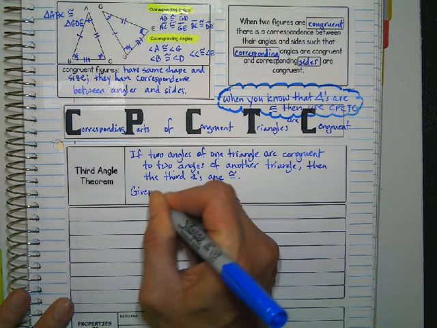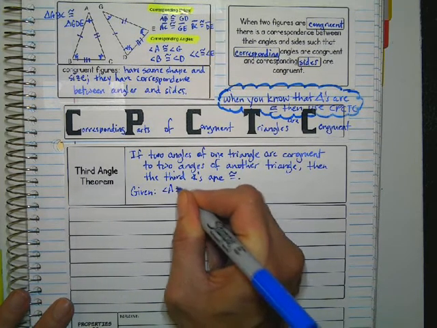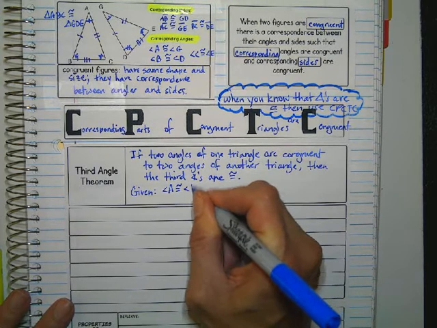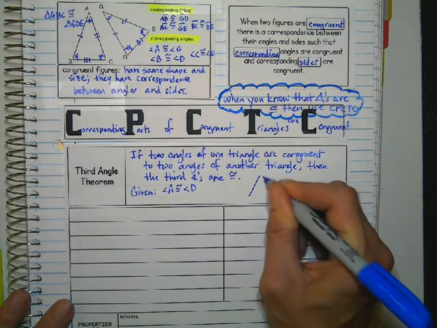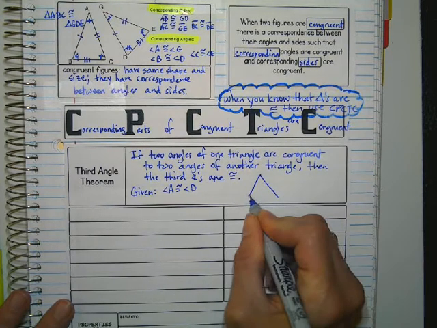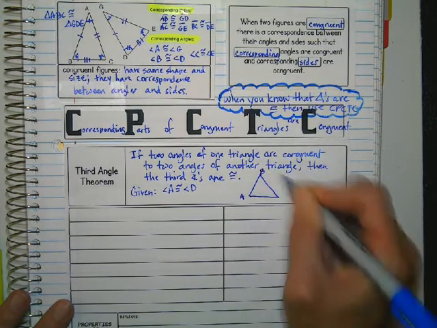And let's draw that. Draw a picture of, we'll call this angle ABC. And then we'll have another triangle. Try to draw them congruent. I didn't do a very good job. We'll call this DEF.